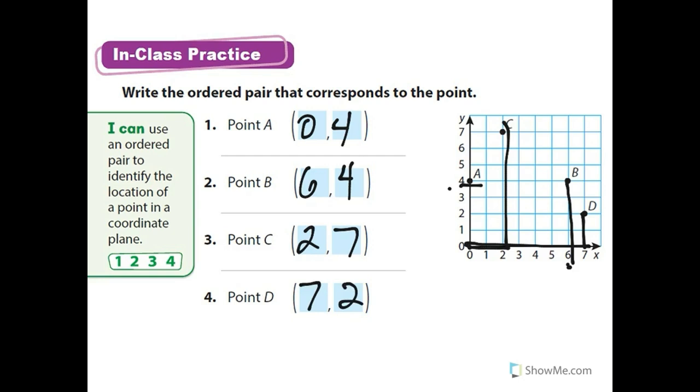You notice points C and D are pretty much opposite of each other, right? Because on C, you go over 2, up 7. On D, you go over 7, up 2. So there is a very important difference between those two. So hopefully you can say the I can statement: I can use an ordered pair to identify the location of a point in a coordinate plane.